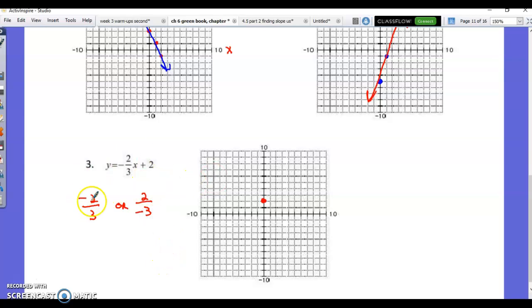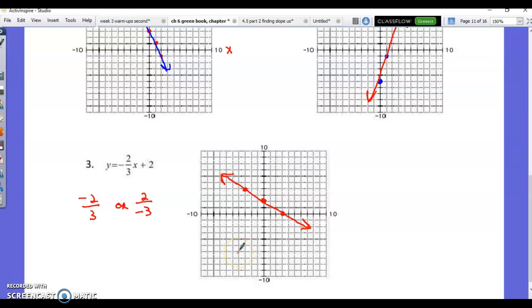So if we associate it with the top, we go down 2 to the right 3. So down 2 to the right 3, and I put a dot there. And then you draw your line. If you associated it with the bottom number, that's fine. You're just going to go up 2 to the left 3, because that indicates the left on the bottom. Up 2 to the left 3, and you put your dot there. And you draw your line through it to indicate the graph.